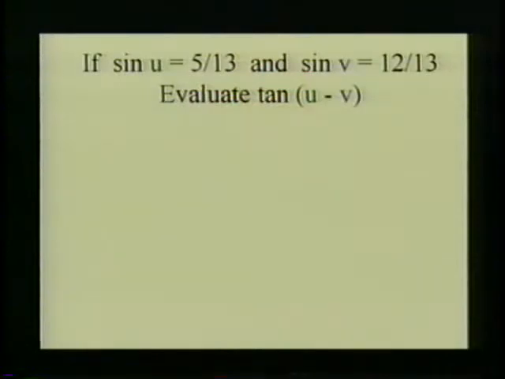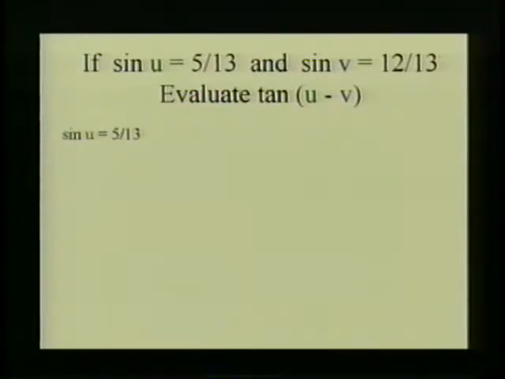Okay, let's do one more. This is the hardest one. They're going to give you the sine of an angle called U, and they're going to give you the sine of an angle called V, and they don't even want to know about the sine. They want you to evaluate the tangent of U minus V. Now, we can't get the tangent of something just knowing the sines. We have to know the sine and the cosine, remembering that the tangent is the sine over the cosine. So we're going to have to figure out the cosines first.